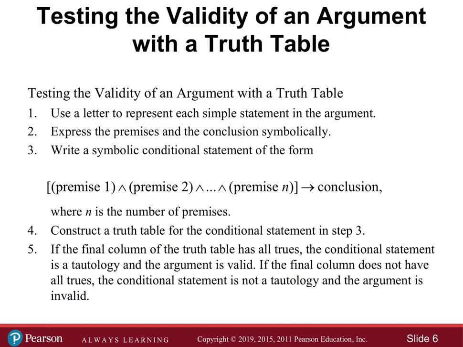4, construct a truth table for the conditional statement in step 3. If the final column of the truth table has all truths, then the conditional statement is a tautology and the argument is valid. If the final column does not have all truths, the conditional statement is not a tautology and the argument is invalid. So in order for an argument to be valid, the final column needs to be a tautology. In other words, the final column needs to be all true.